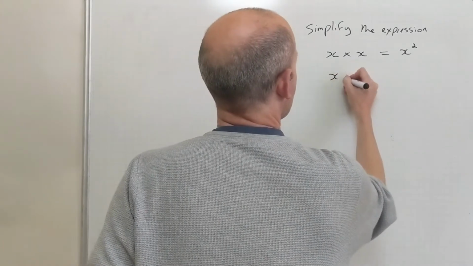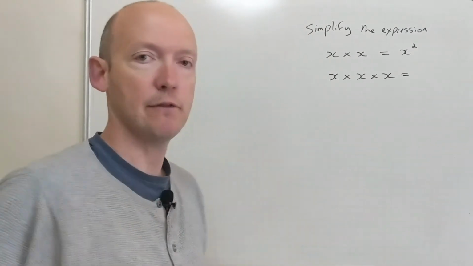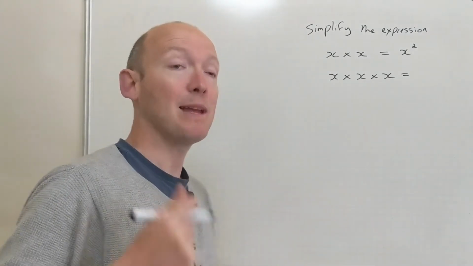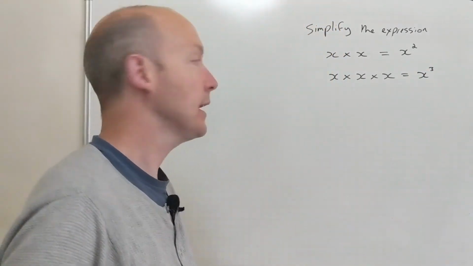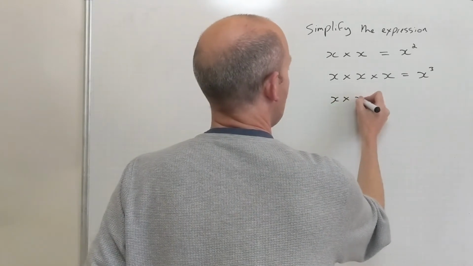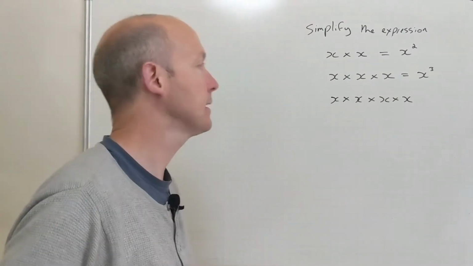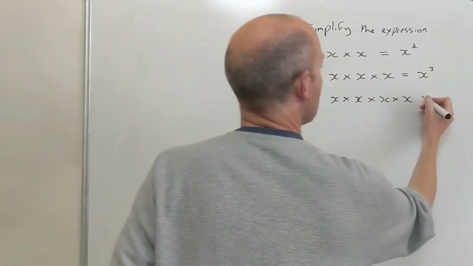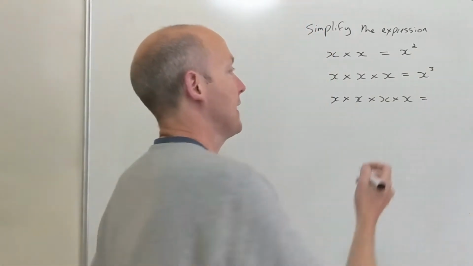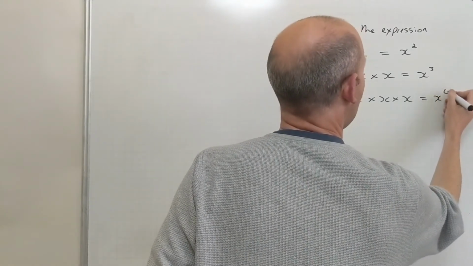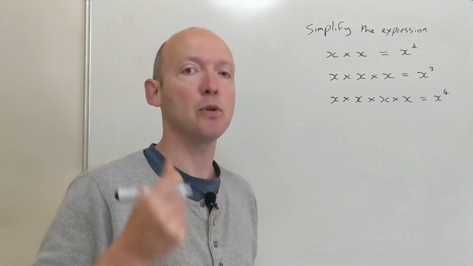What about x times x times x? So that's 3 x's in a row being multiplied together. Well, that would be x cubed. Okay, what about x times x times x times x? That's 4 x's being multiplied. We don't have a special word for that, but when you've got 4 of something being multiplied, we say that is x, or that thing to the power of 4. And so on. 100 x's in a row being multiplied together would be x to the power of 100.